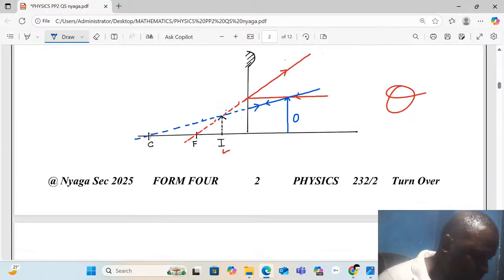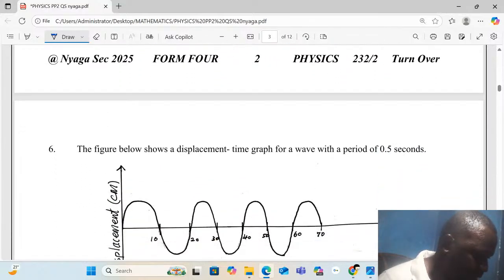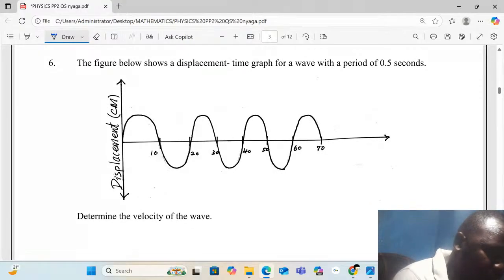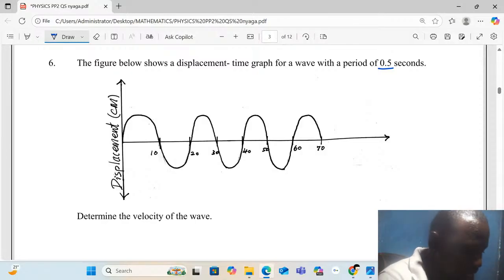Now we can proceed to question 6. You are told that the figure below shows a displacement time graph for a wave with a period of 0.5 seconds. Then you are told determine the velocity of the wave.